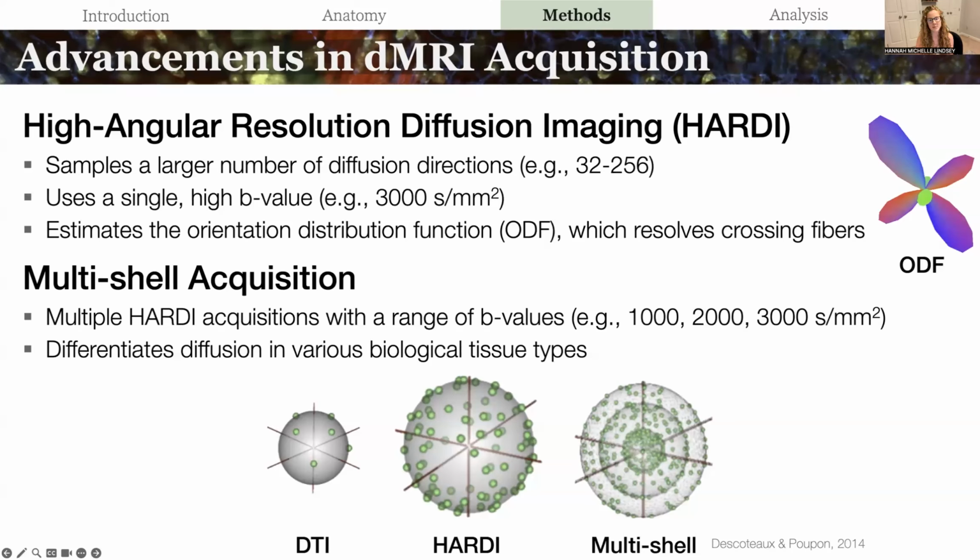However, because HARDI samples data using only one high B value, it can't distinguish between different diffusion environments, like free water versus restricted diffusion. So multi-shell HARDI acquisitions were developed, and these sample at multiple B values across multiple spherical shells. And by doing so, we can capture diffusion behavior at different scales, providing more biophysically meaningful metrics and disentangling contributions from free water, crossing fibers, and other microstructural features.